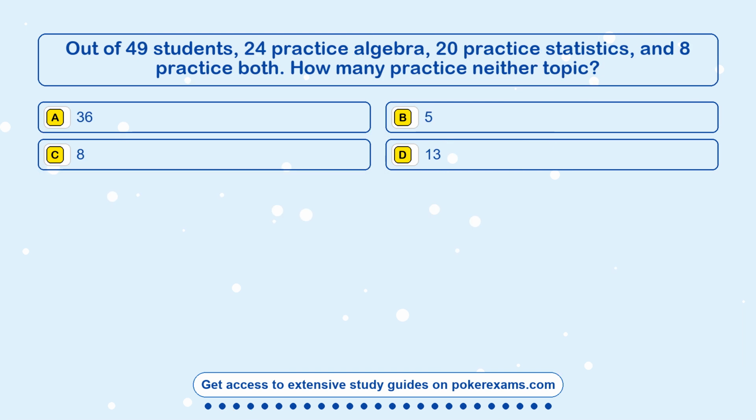Question 24. Out of 49 students, 24 practice algebra, 20 practice statistics, and 8 practice both. How many practice neither topic? Option A 36. Option B 5. Option C 8. Option D 13.